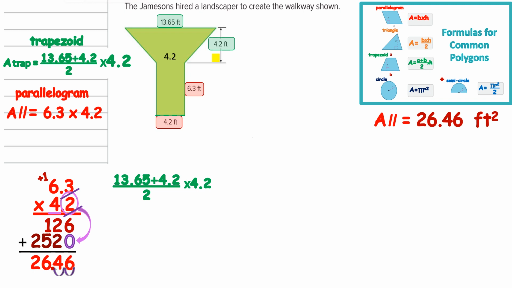So when I do that, I want to do it step by step. I have to start with doing my numerator and finding its total value or its sum. So I'm going to stack my decimals: 13.65 plus 4.2, my decimals lined up. I bring down my decimal and fill in with zeros. When you added those in our previous lesson, you should have gotten 17.85.